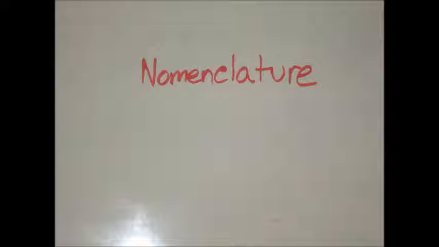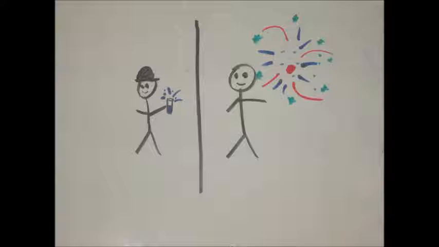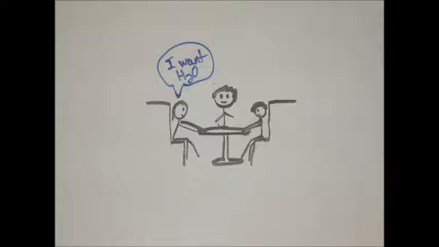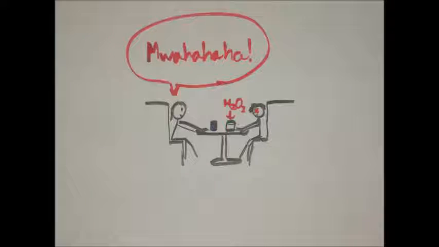Nomenclature. It is important to be able to name compounds like NaCl, CO2, or CaCl2, both in the field of chemistry and in normal life. One good example, however silly, is about two chemists who go order drinks at a restaurant. One orders H2O, while the other orders H2O too. The second chemist then dies from drinking hydrogen peroxide.